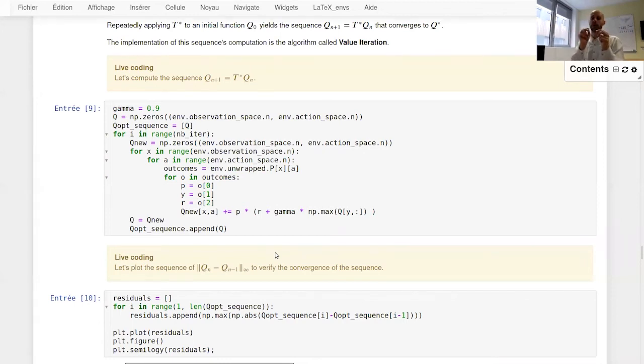And so you eventually reach Q star, at least asymptotically. What happens when you do approximations between two applications of T star is that you are breaking the contraction mapping property. You're not really moving to the new point that reduces the distance, but because of the approximation, you might be moving away from Q star.